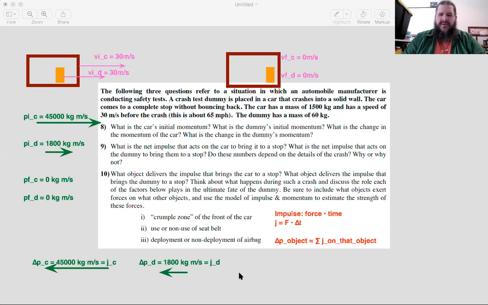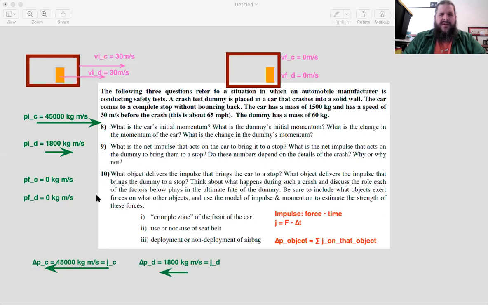And how do they influence those? Can a seatbelt make it so that you're not experiencing an impulse of 1800 kilogram meters per second? How did we calculate that 1800 in the first place? Where do we get these numbers?